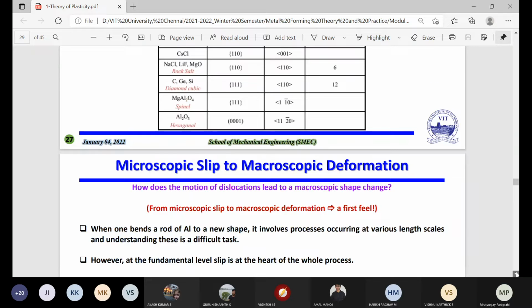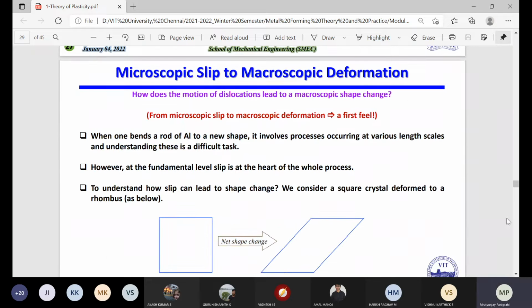Okay. Now this is important. I have shown you some photos and schematic diagrams of how slip is actually created from one region to another region with the help of the Burgers vector. But now, in a little more detail, we want to study how the motion of dislocation leads to a macroscopic shape change.